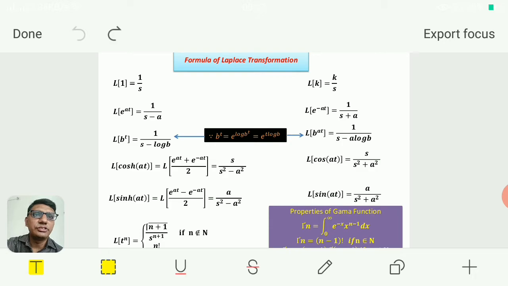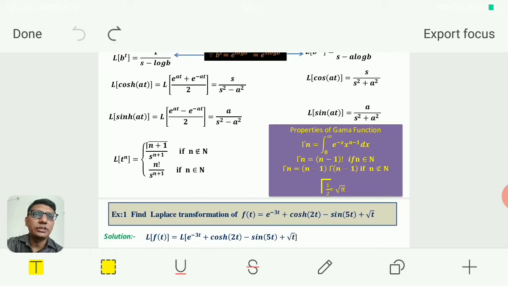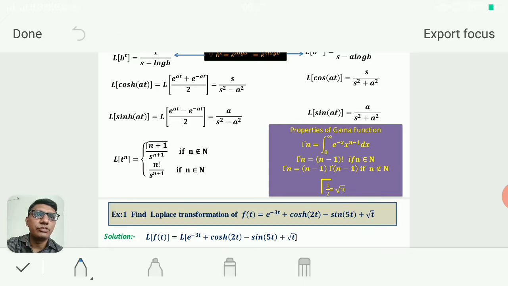Now, this is a very important formula. Laplace of t raised to n is gamma of n plus 1 upon s raised to n plus 1. We studied the gamma function. So here I am giving some properties of the gamma function. Gamma function is gamma of n equal to the integral from 0 to infinity of e raised to minus x, x raised to n minus 1 dx. Here n is a positive number. Gamma of n equals n minus 1 factorial if n is a positive integer.